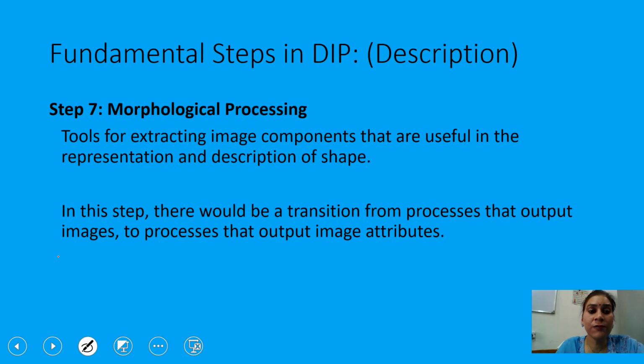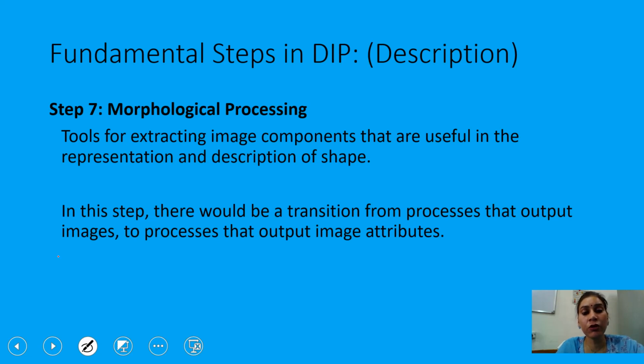Then morphological processing, a tool for extracting image components that are useful in the representation and description of shape. Basically, morphological means the skeleton. When we find the skeleton of the image, we extract the image components which are useful in representation, and that comes under morphology. When we find the boundaries, or find the missing gaps of the boundary, then morphology is used.